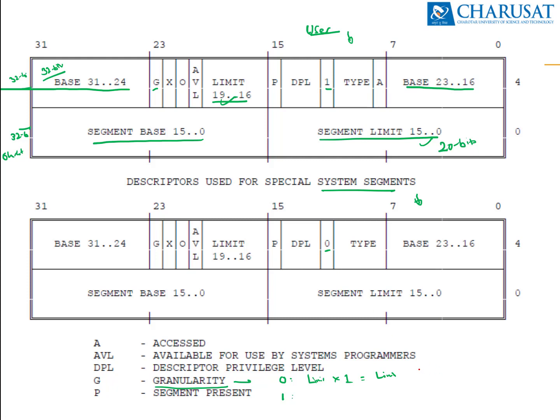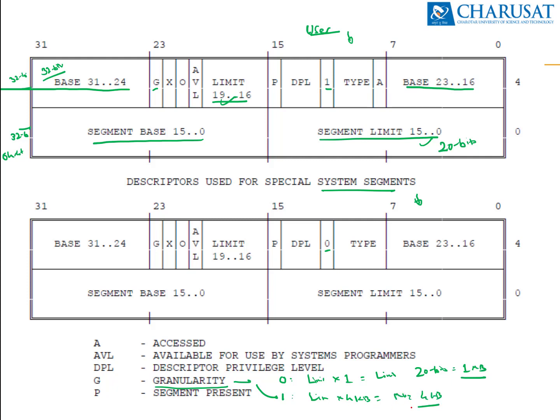As it is of 20 bits, the maximum size of a segment can be 1 MB. But if any application program or data has more than 1 MB of data, the granularity will help. If the granularity is 1, the limit will be multiplied by 4 KB, which gives a maximum size of 4 GB.